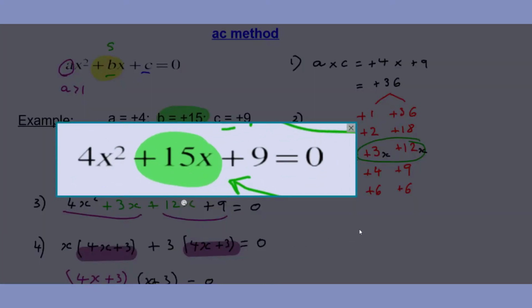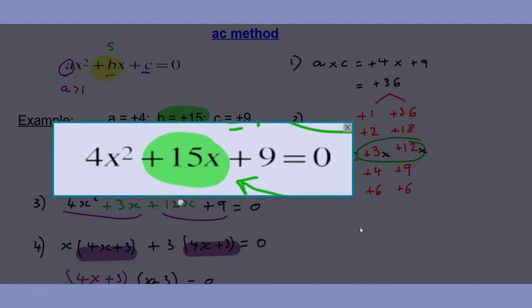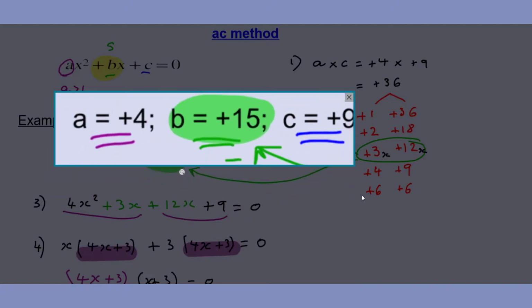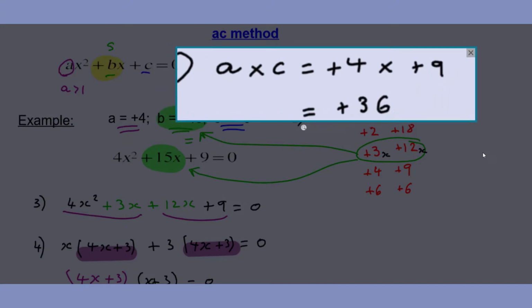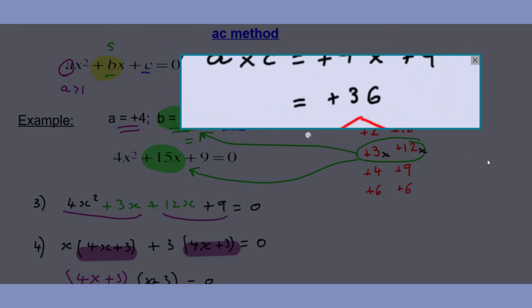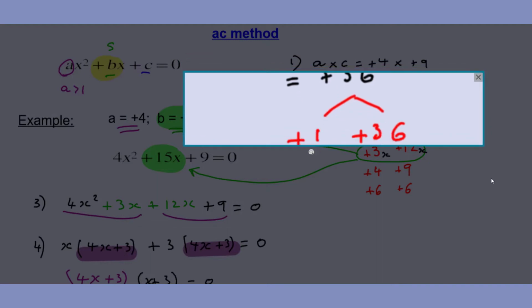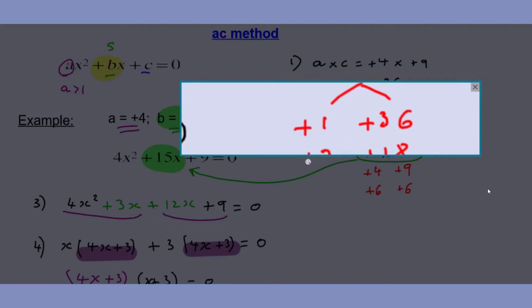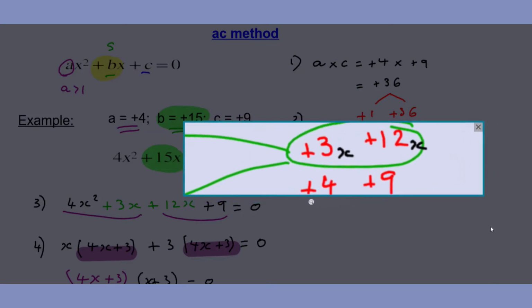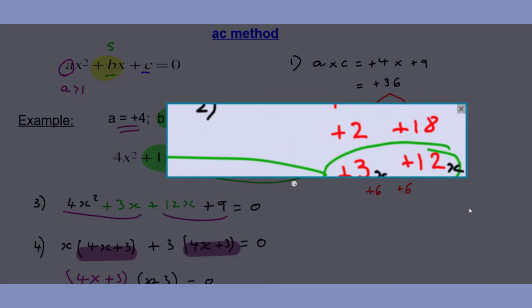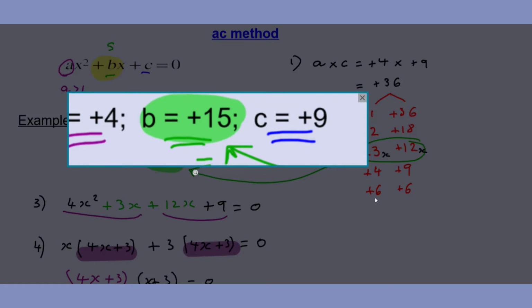So let's recap. We looked at 15x, so the coefficient of x is 15, b equals plus 15. We looked at the product a times c. We found all the factors of 4 times 9, 36, starting with the simplest one, 1 and 36, and looked at the method for finding the other factors, timesing and dividing, and finding all the factors.